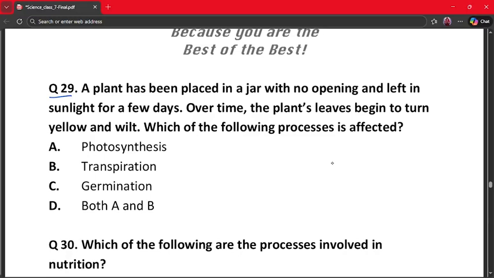The correct answer here is option D, because photosynthesis needs carbon dioxide exchange and transpiration also needs gas exchange. In a sealed jar, both are disturbed, so both processes are affected, photosynthesis and transpiration. So option D is the correct answer.